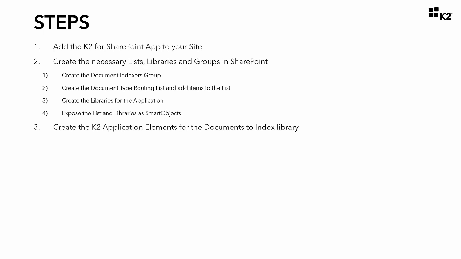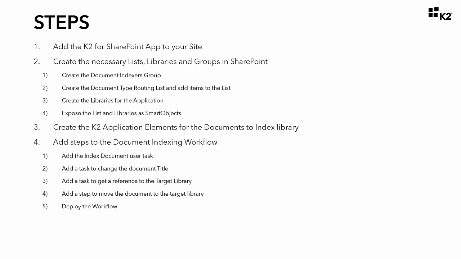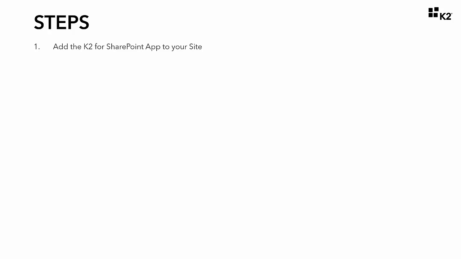We will build out the document indexing workflow in step 4 by adding the user task, asking a user to set the document type for an unclassified document, as well as server steps needed to move documents to their target libraries. Once all of the build steps are complete, we will use step 5 to test the application by submitting a test document and indexing it. Finally, we will look at the workflow history reports in step 6. These reports are automatically created by K2 and will demonstrate how to use them to help you with your application auditing requirements.